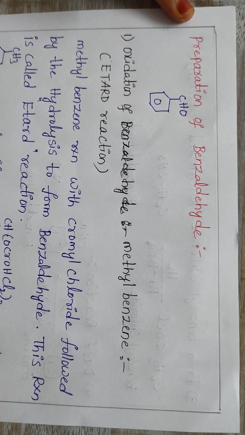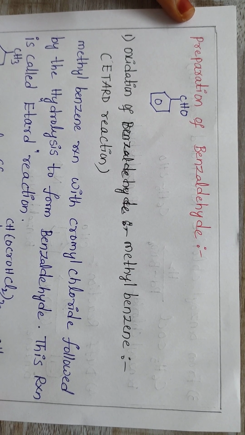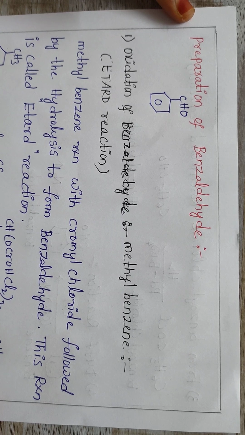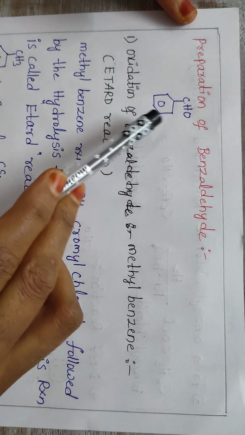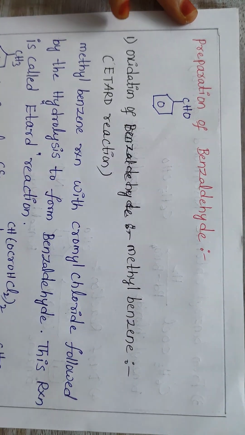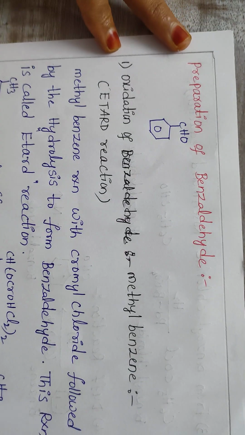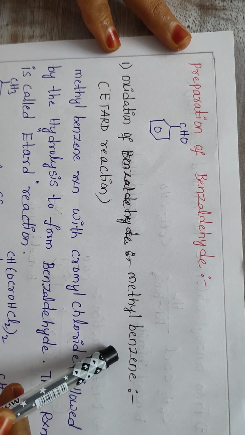Good morning, students. In this class 5 on carbonyl compounds, we cover the preparations of benzaldehyde. So how do we prepare benzaldehyde? This is the structure of benzaldehyde. The first preparation method is oxidation of methyl benzene.